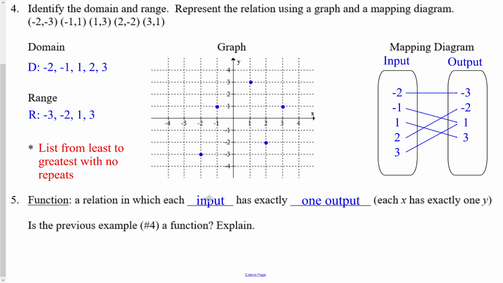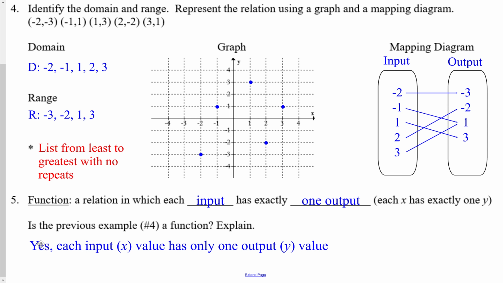So now looking at the previous example, number 4, can we say that that relation that we were given is a function? One of the easiest ways of doing this is with that mapping diagram. So you're looking at that mapping diagram and you're asking yourself the question, is there any input value that has multiple arrows that point to different output values? And this one does not. So this one is a function. So we can write, yes, it is a function. Then the explanation can be simply each input or x value has only one output or y value.